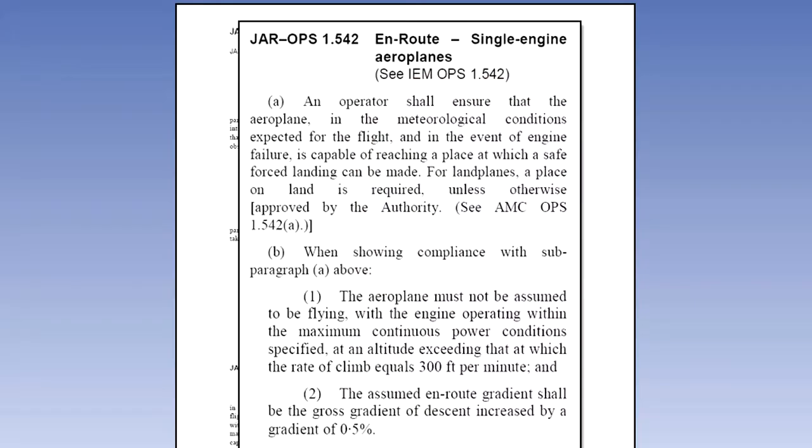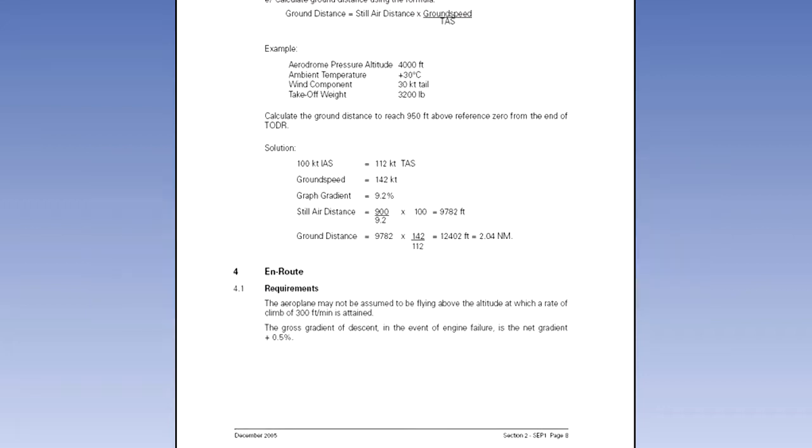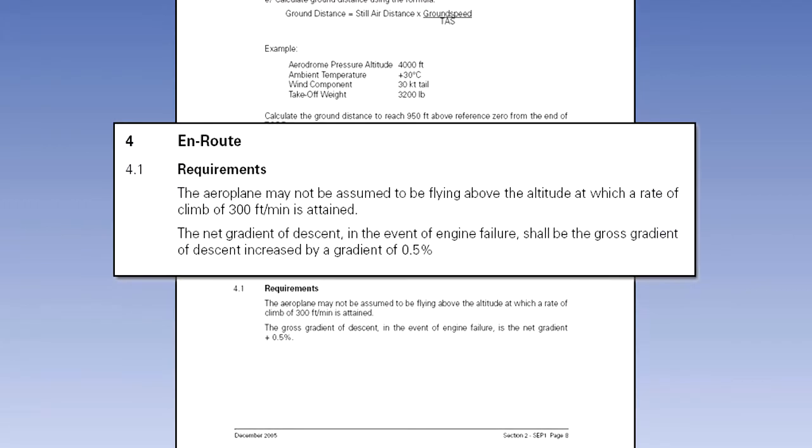We mentioned at the beginning of the lesson that the CAP manual has the en route regulations in it for you, but that they were scattered through the manual and not conveniently collected in one place. On page 1 of section 2 in the general requirement paragraph, point C is the regulation about ensuring that the aeroplane is not operated unless surfaces are available which permit a safe forced landing to be carried out in the event of engine failure. However, the other regulations about complying with this rule are a few pages further on. You will find the remaining en route requirements at the bottom of page 8 of section 2.